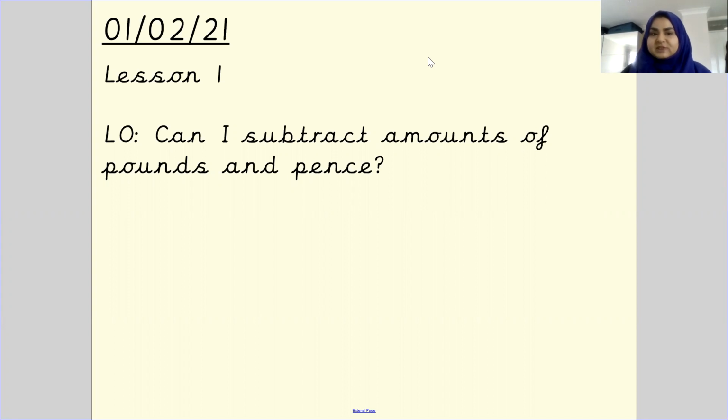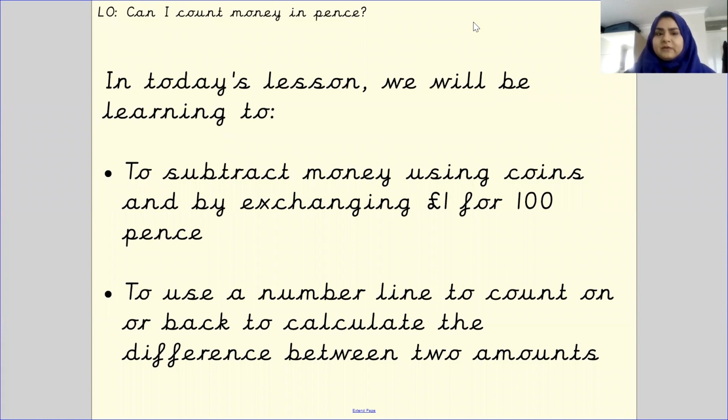So today is Monday, the 1st of February 2021, and your lesson today is about subtracting pounds and pence. So your learning objective is, can I subtract amounts of pounds and pence? In today's lesson, we will be learning to subtract money using coins and by exchanging £1 for 100 pence, and to use a number line to count on or back to calculate the difference between two amounts.